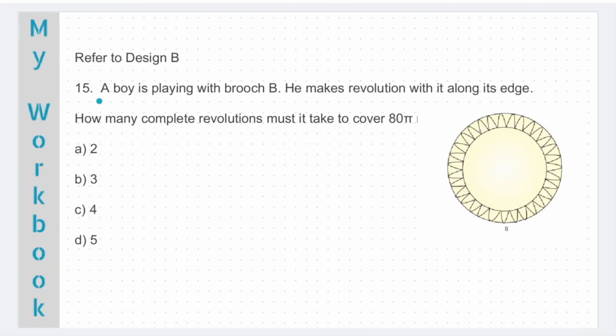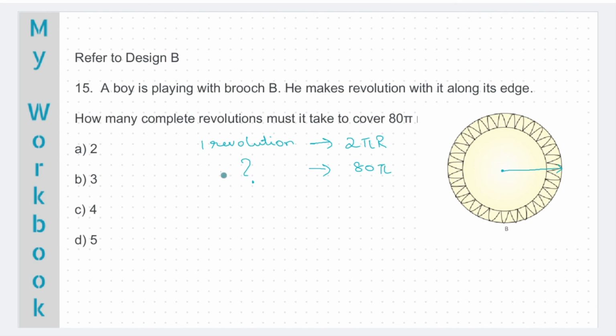Last question, question number 15. A boy is playing with brooch B. He makes revolution with it along its edge. How many complete revolutions must it take to cover 80 pi distance? So we have already seen in sums related to wheel that in one revolution the distance covered will be the circumference, that is 2 pi r. So how many revolutions must it make to cover a distance of 80 pi?